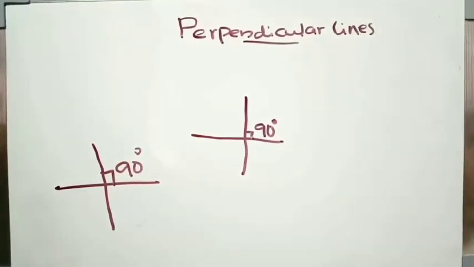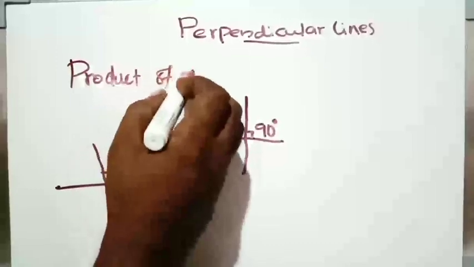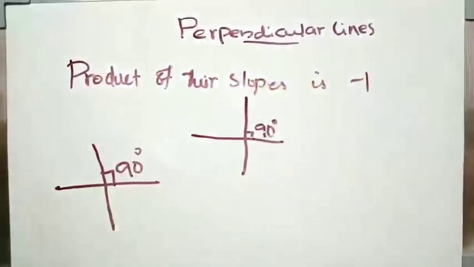So when we consider perpendicular lines, we have a property related to perpendicular lines in coordinate geometry. Like we discussed the property of parallel lines: if two lines are parallel, their gradients are equal. Similarly, if two lines are perpendicular, then the product of their slopes is minus 1.